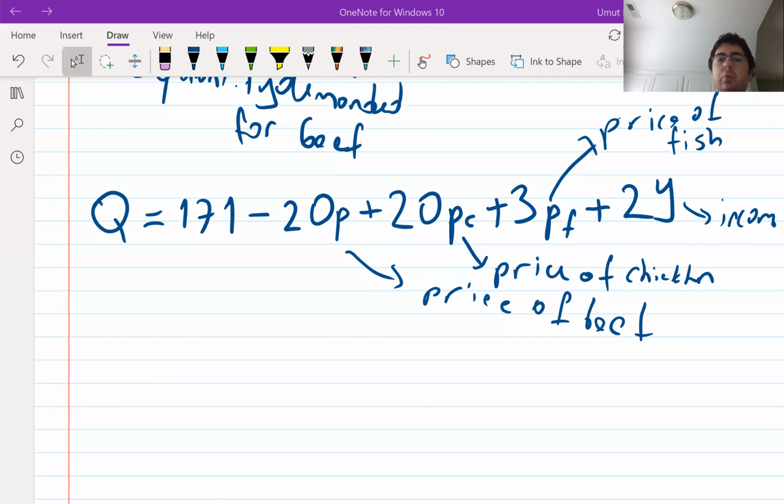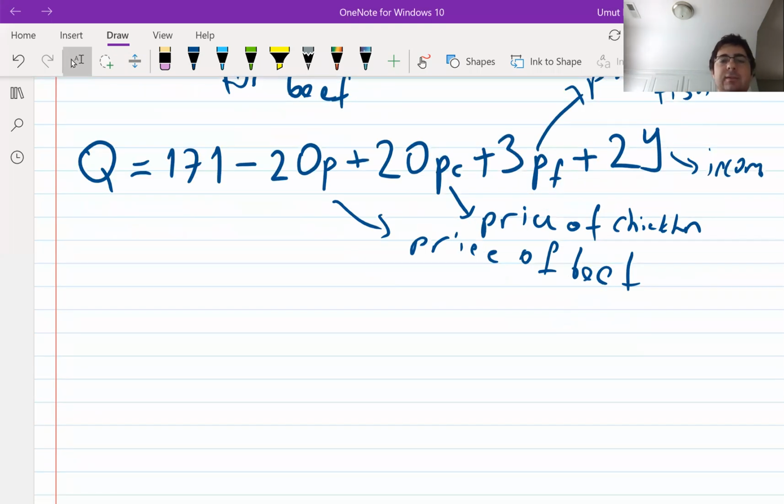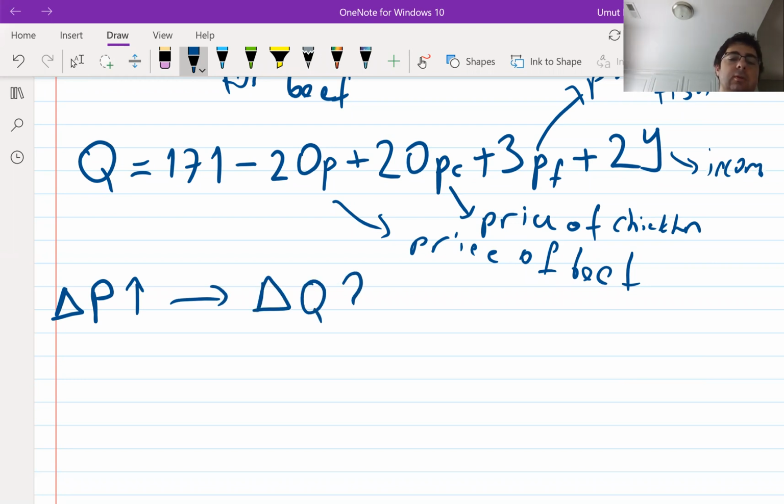What is important here is that we are interested in the effect of the change in the price on the quantity demanded. We would like to understand how much a change in price, for example if we increase the price of beef, will change the quantity. That will be our question. To do that, we use derivatives.